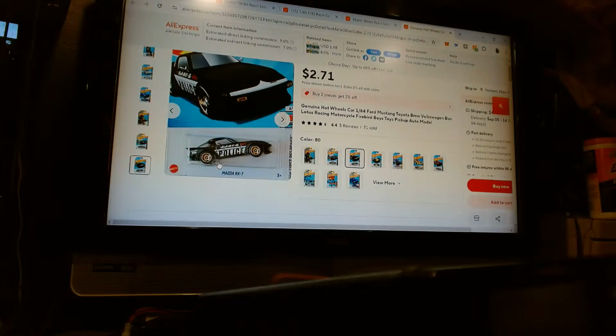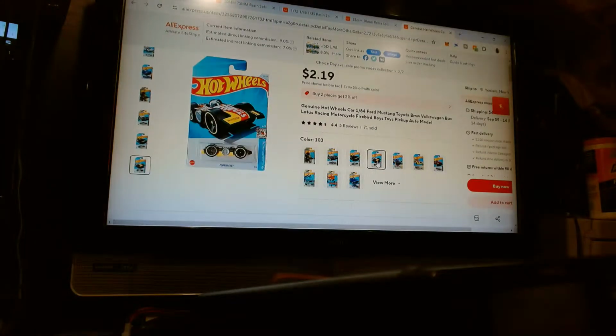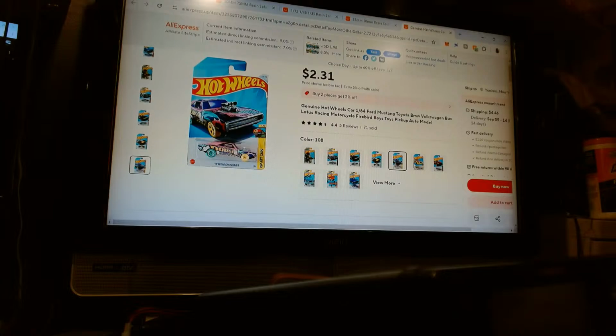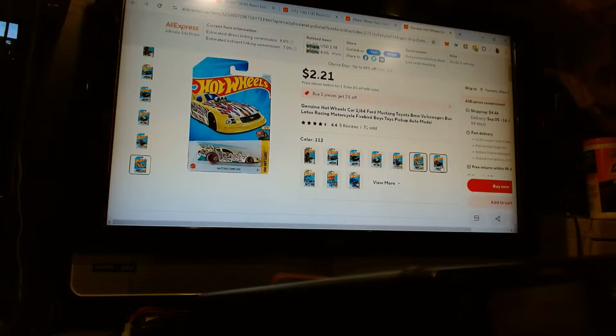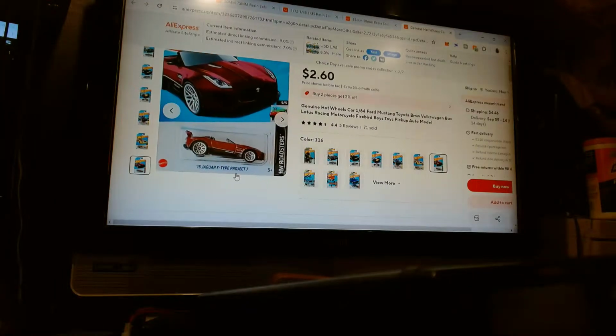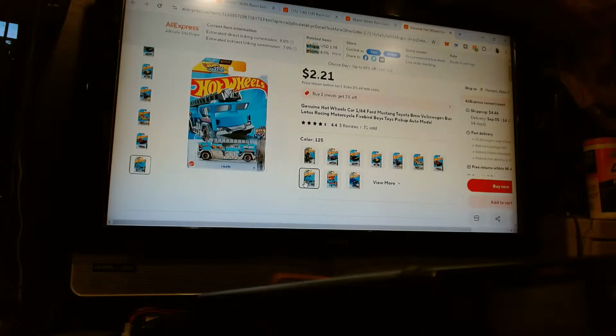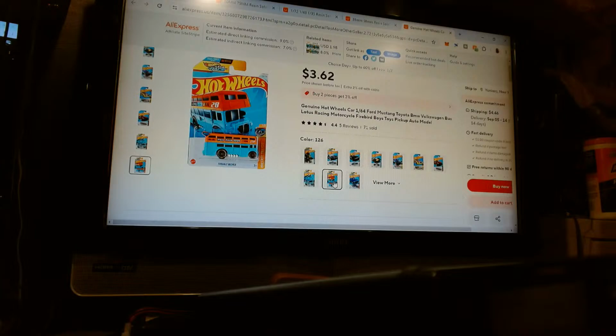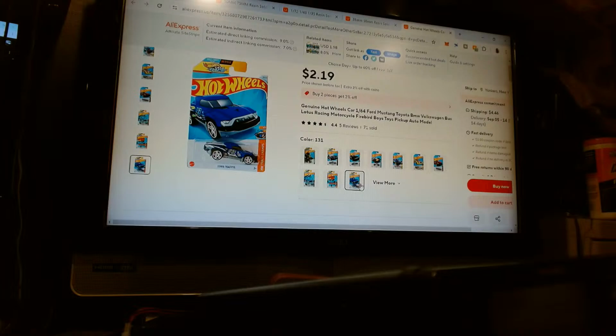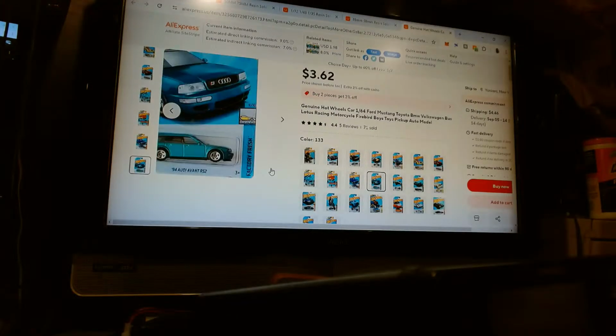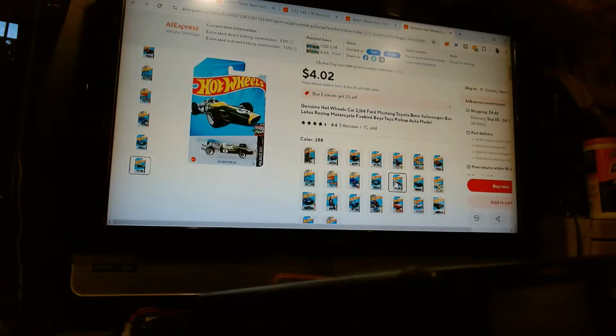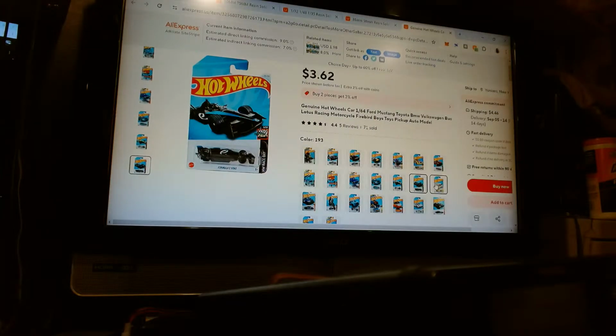So of course, these are some of the Hot Wheels vehicles. There's the police. Okay, so these are like $2 and change. When I buy Hot Wheels, I definitely would not get them on AliExpress. You can get them cheaper if you go to Dollar General or Family Dollar or Walmart. At Walmart you always got a good price, especially when they have the clearance. I've seen them as low as 99 cents.